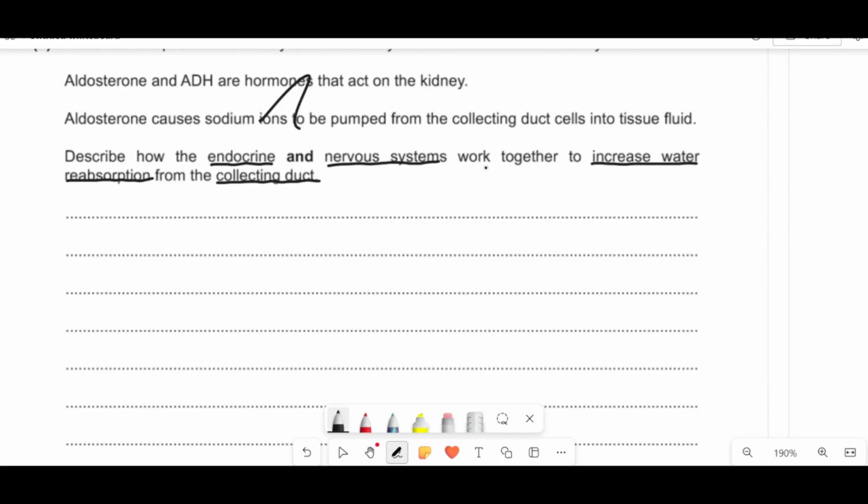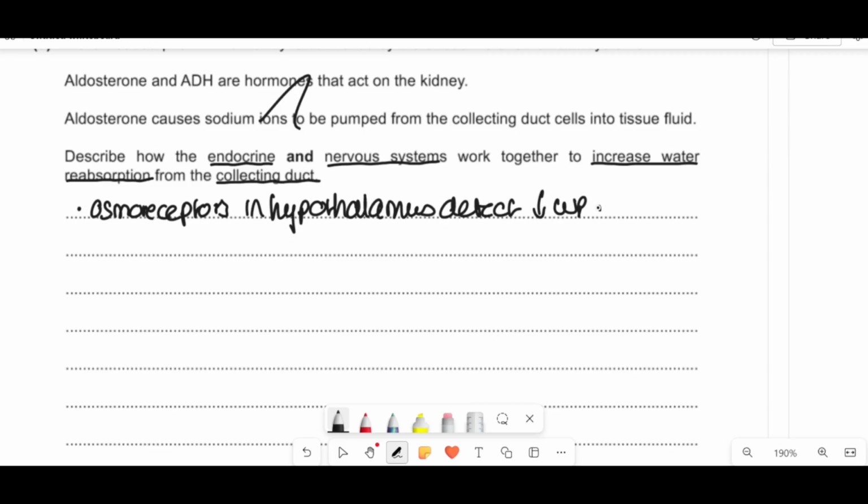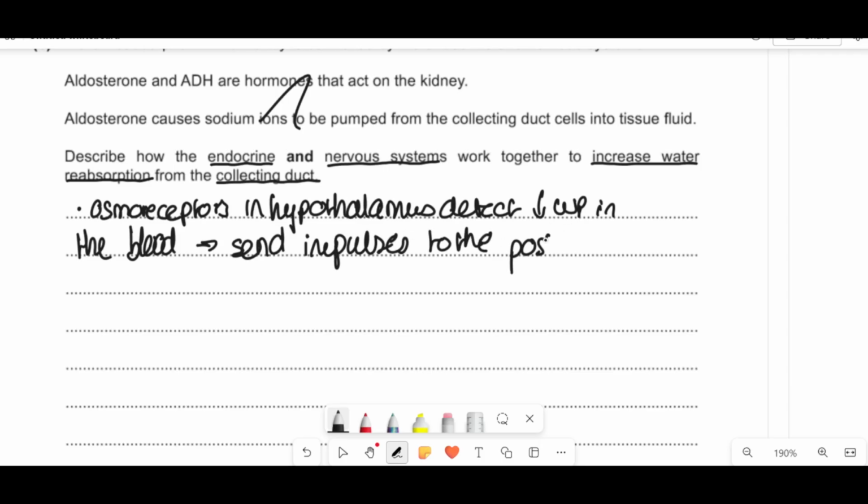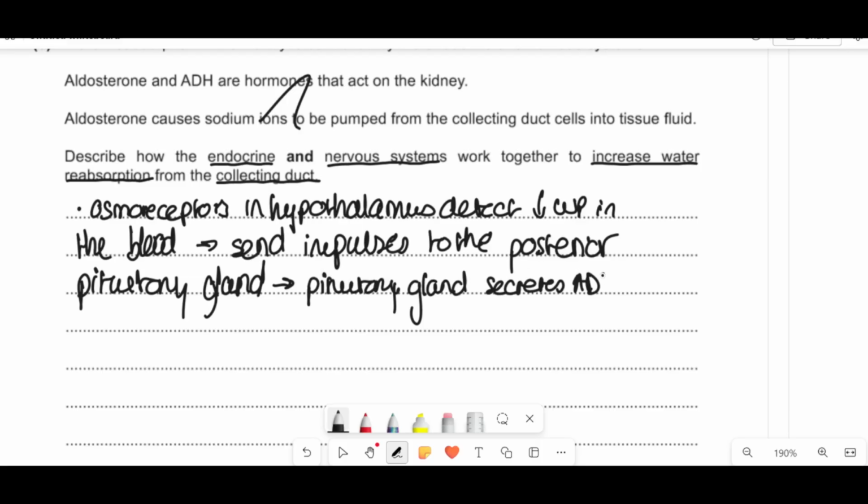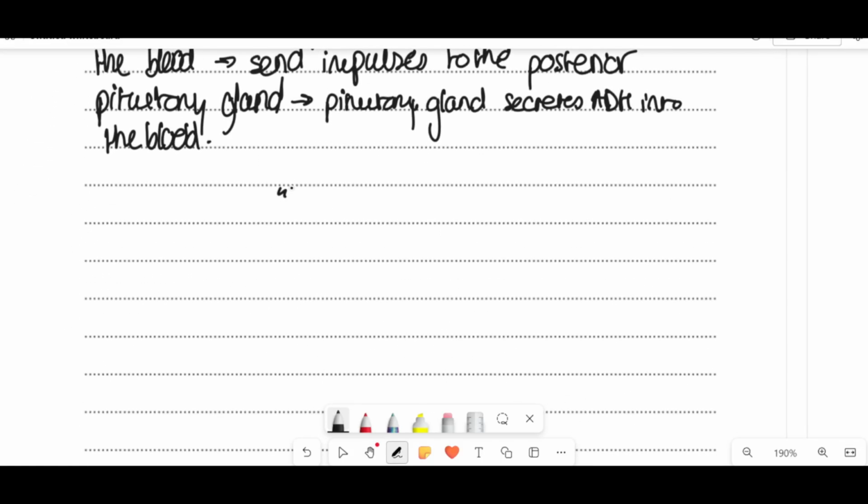But the question's saying how we use the nervous system as well, and that's where the hypothalamus comes along. So the secretion of ADH involves using both the endocrine and the nervous system. What happens is you've got osmoreceptors in the hypothalamus, and because they're receptors, remember they detect a stimulus, so they detect a lower water potential in the blood. What they do is they send impulses, because that's the nervous part, right, to the posterior pituitary gland in the brain. The whole point is that then the pituitary gland secretes ADH into the blood. That's your nervous part. The endocrine part is now when the ADH has been released.